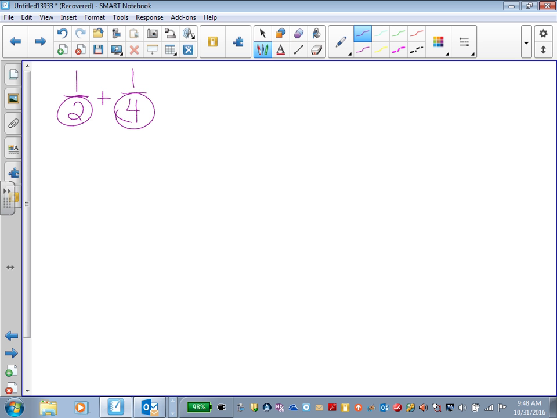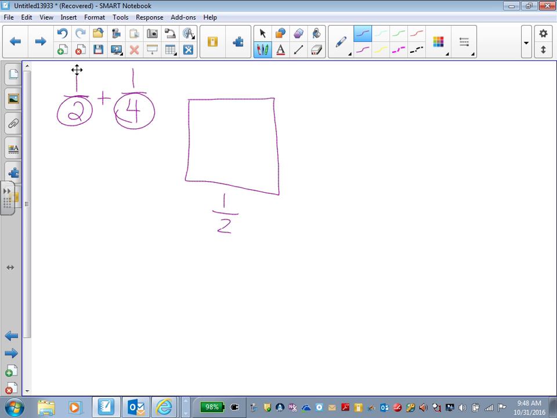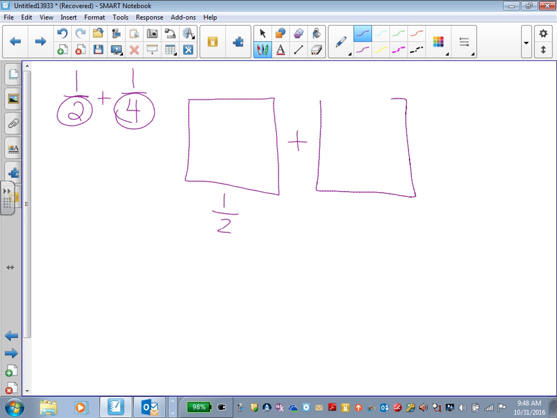Put your hands down for a second. So what we're going to do first is make equivalent fractions. This is going back to what we did in lesson 1. So I want everybody to draw a box, and we're going to label it 1/2. And then we're going to draw another box, and we're going to label it 1/4.